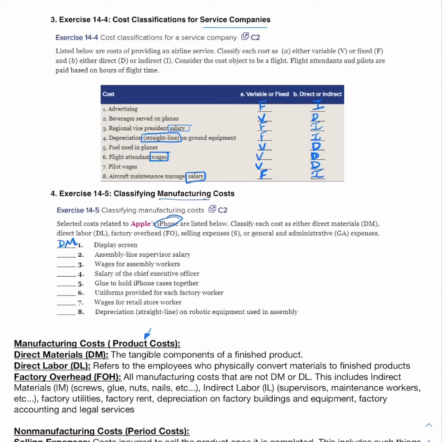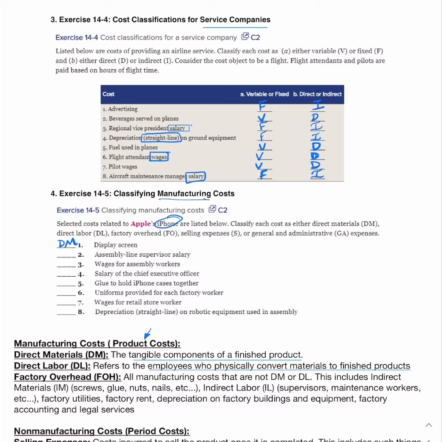So direct material, if you look down at the bottom, is the tangible components of a finished product. These are the parts that go into making that product complete. So the screen is a very important part of a phone, and so that will be a direct material. Now, the next thing down here is the idea of direct labor. This is the employees who physically convert materials to the finished products. So this is when we are dealing with the employees who actually have their hands on the components putting together that phone.